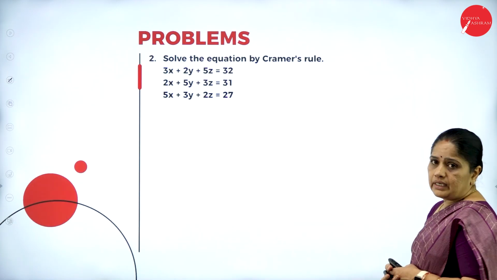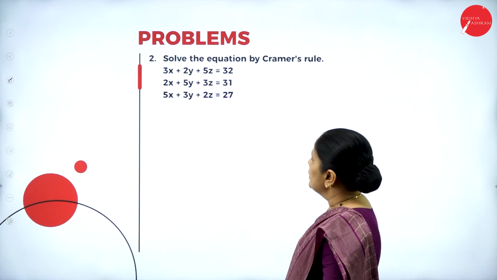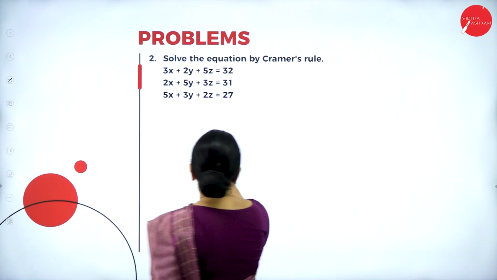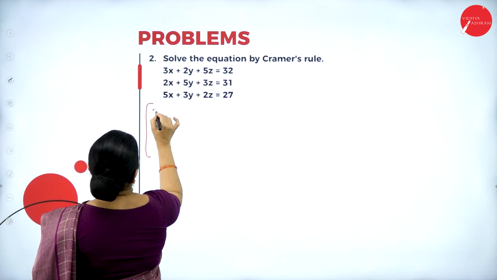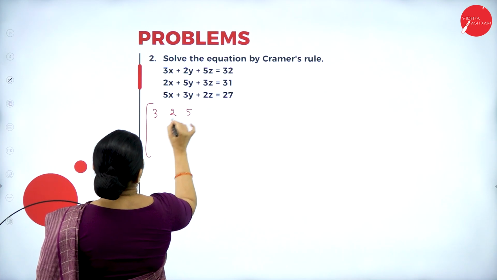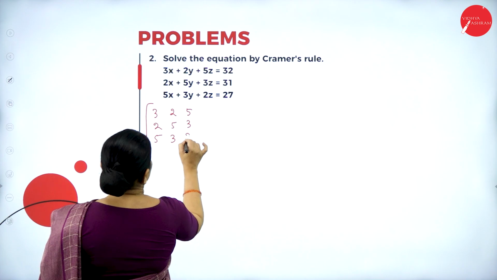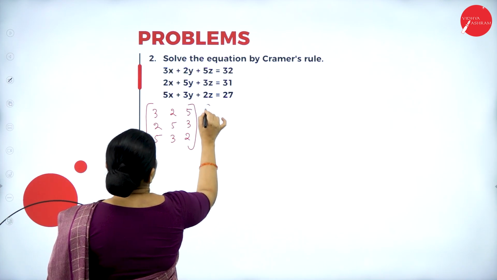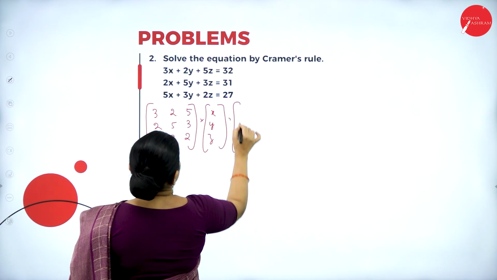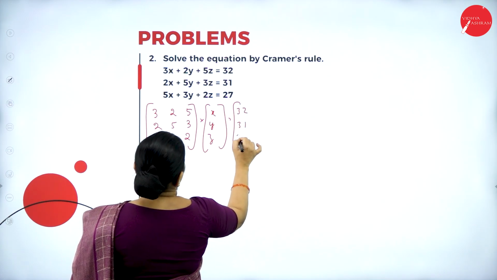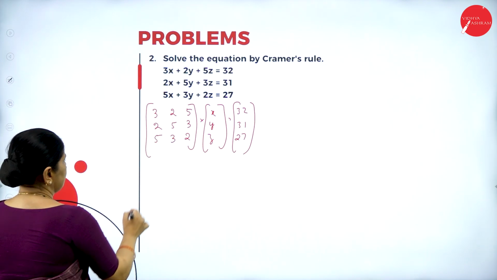Now we have one more equation here. Solve the equation by Cramer's rule. So we will just solve it here. We will write the coefficient matrix here. The coefficient matrix will be 3, 2, 5, 2, 5, 3, 5, 3, 2 into x, y, z equals 32, 31, 27. So we'll find the value of the delta here.